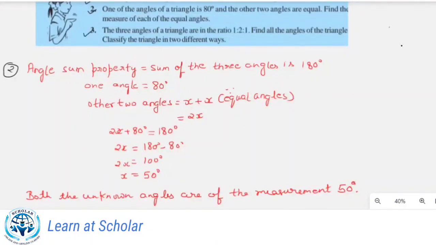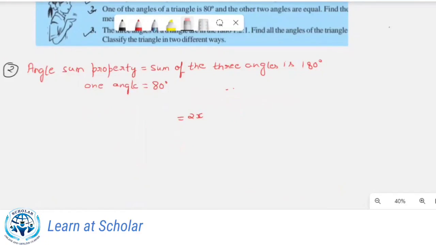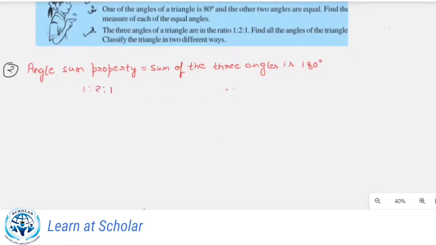The third one, the three angles of a triangle are in the ratio 1:2:1. Find all the angles of the triangle, classify the triangle in two different ways. First of all, we will solve the first part of the question. The same property will be used here. 1:2:1. These are the three angles of a triangle. So we can write these angles as 1x, 2x, again 1x.